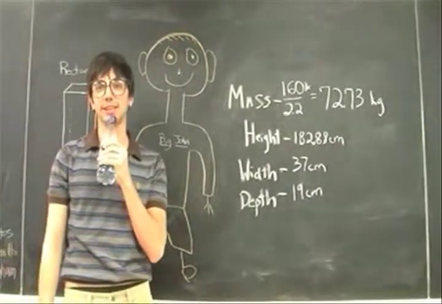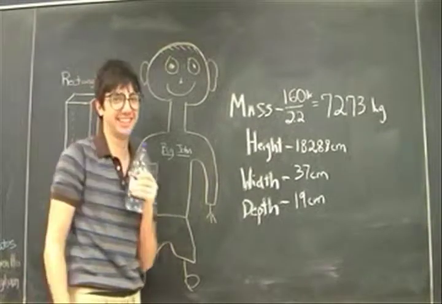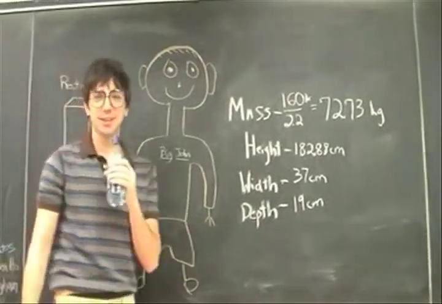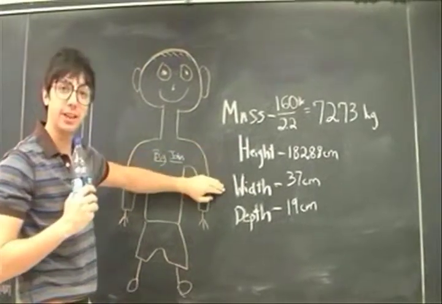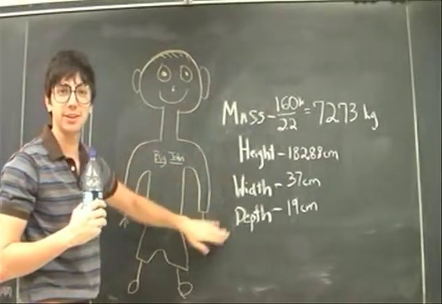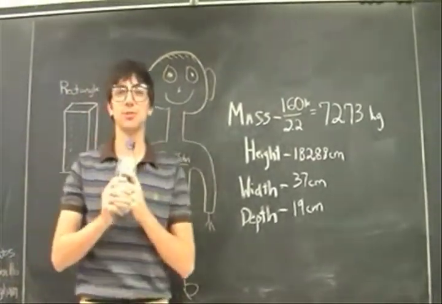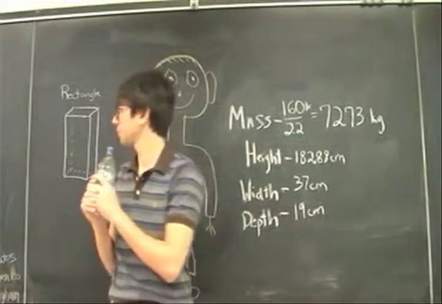Hi, and welcome back to the classroom. I'm still here with Big John, though, except he's a drawing. We were given mass and height. We later figured out width and depth of Big John. If we multiply height, width, and depth together, we have volume. We will use volume for important fluid mechanics calculations, such as buoyancy force.